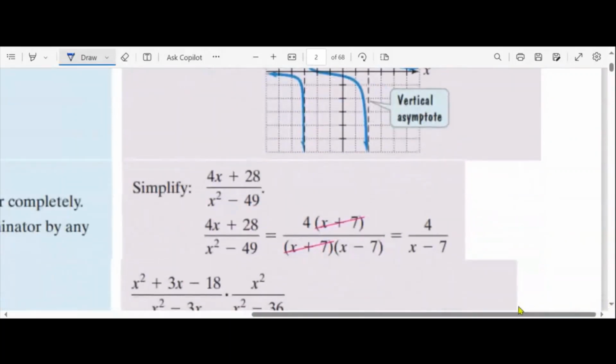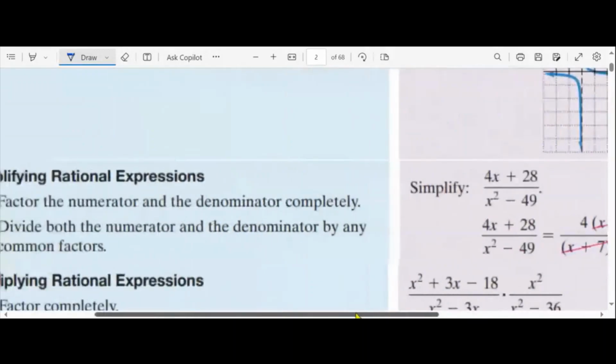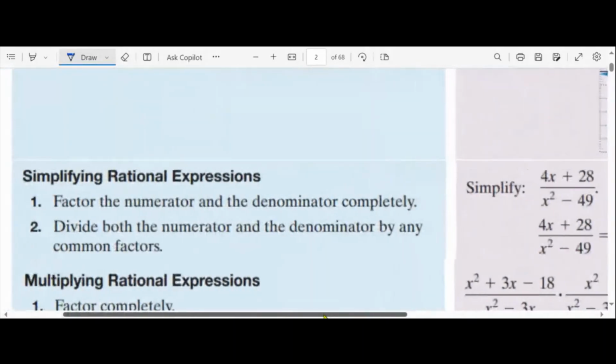Okay, let's take another one. He said here, simplify the rational expression. Factor. Now this is different. Now he's not asking for the domain. He said simplify. What does simplify mean?